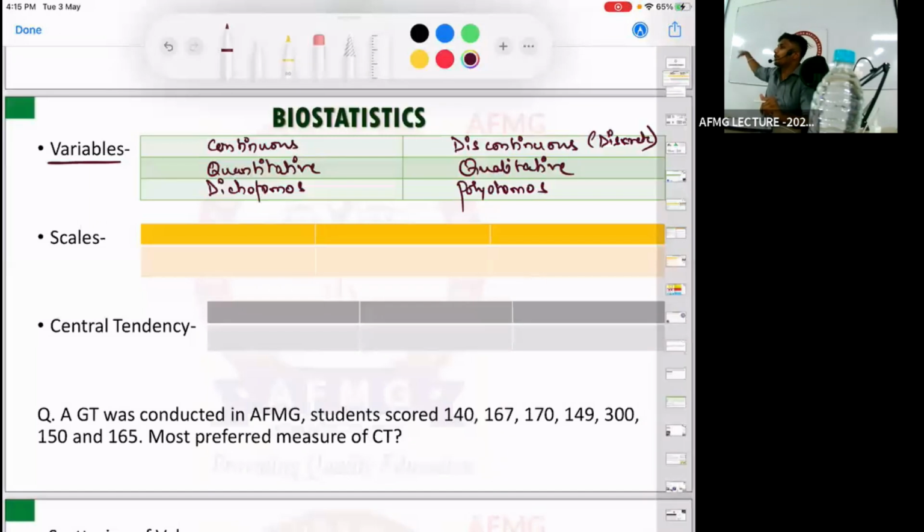It is a dichotomous or polychotomous? Multiple values are possible. So it is a polychotomous variable. Second, religion now. Religion is a continuous or discrete? It is a discrete variable. Second, quantitative or qualitative? Qualitative variable. Dichotomous or polychotomous?